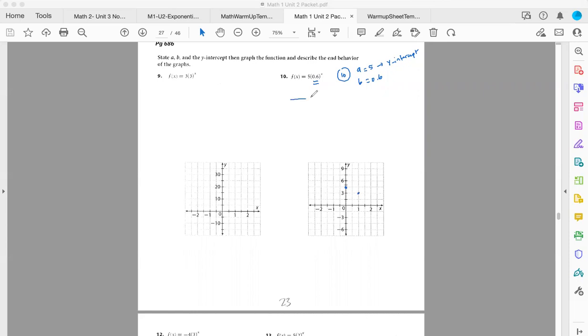And you can make a table of values. And do 0, 1, 2, 3. For 0, we said you get 5 times 0.6 to the 0 power, which is 1. 5 times that is 5. And for 1, you get 5 multiplied by 0.6, which is 3. For 2, you get 5 multiplied by 0.6 squared. 0.6 squared is 0.36. And times 5 is going to be 1.8.